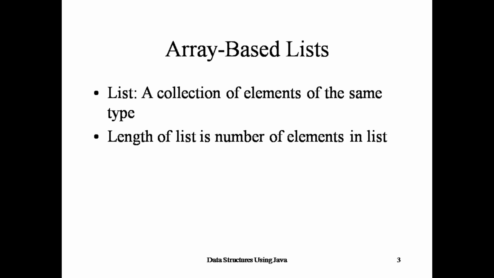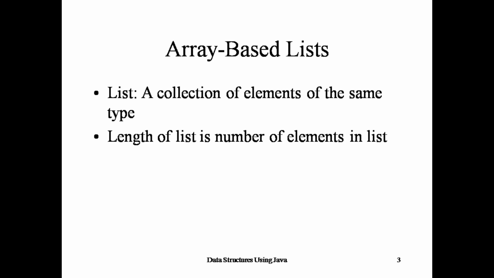One thing common to all lists is that all the elements of a list are of the same type. More formally, we can define a list as follows. A list is a collection of elements of the same type. The length of a list is the number of elements in the list.